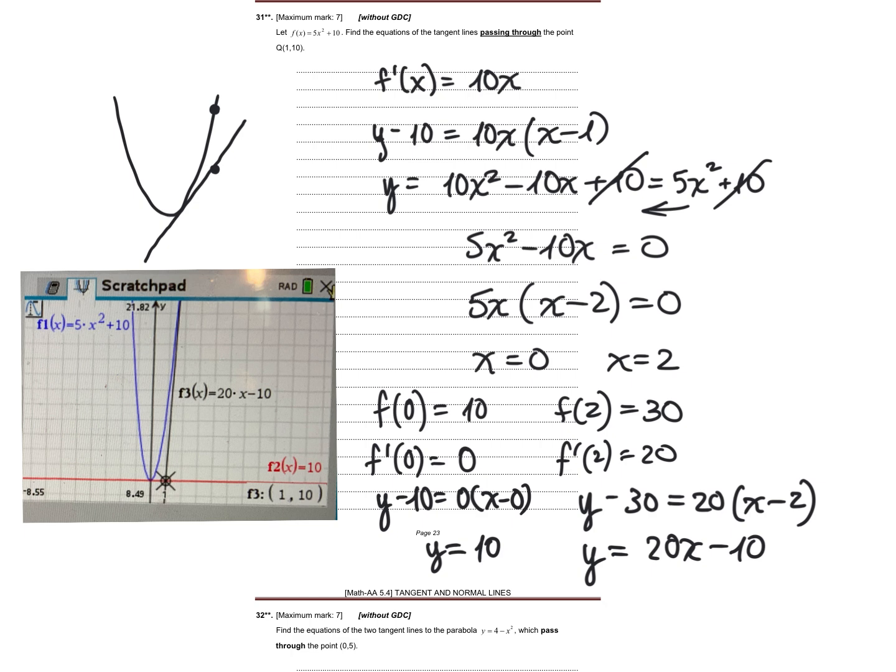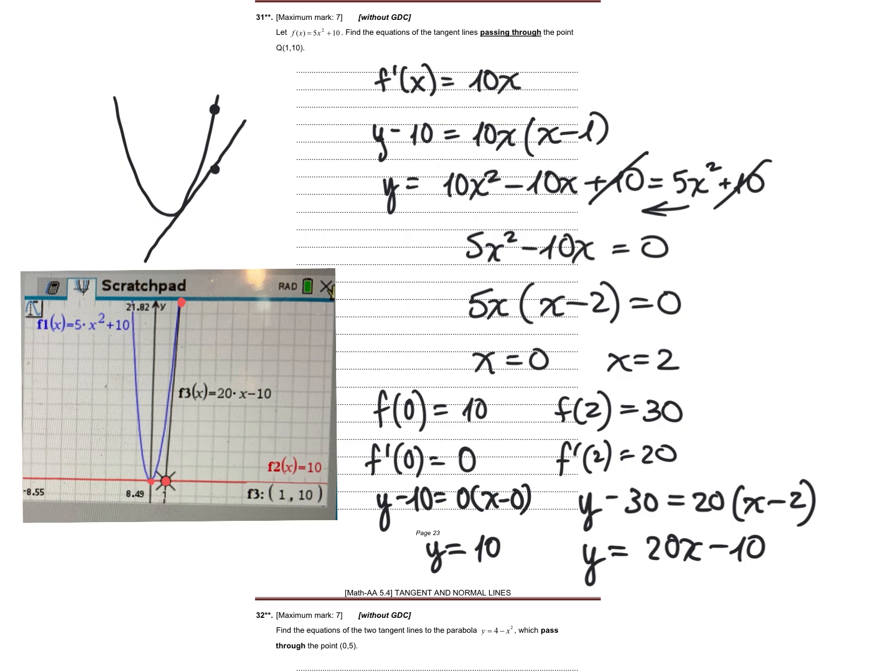Okay, so you see here in blue, that's our parabola. Red is the line y equals 10, and the black line is 20x minus 10. So these two tangents to our blue graph both go through this point, 1, 10. They go through that point, but they're tangent to the curve at different points. Here, it's at 0, 10, and up here, what is the point? It's 2, 30. It's like here, something like that.